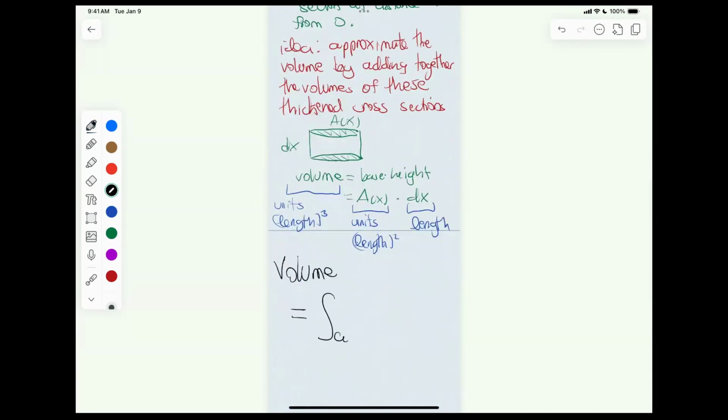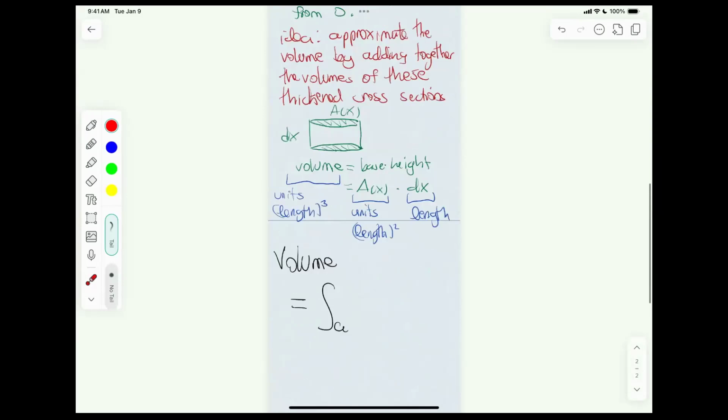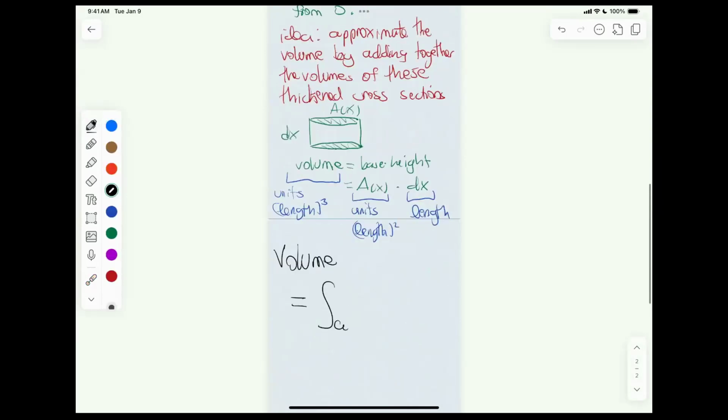the integral, let's say from a to b, because in this picture that is how I determined the bounds for x. The solid started at a and ended at b. So it would be the integral from a to b of A(x) dx. But again, you want to think of that as a sum of mini volumes, or infinitesimal volumes, which is really what you would call them.